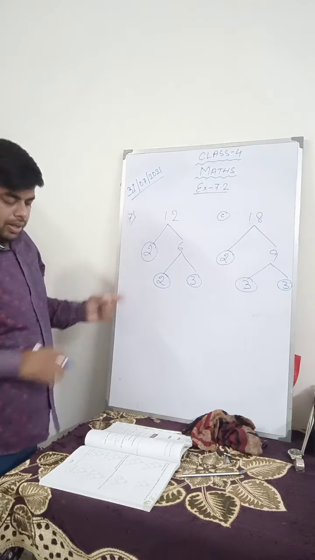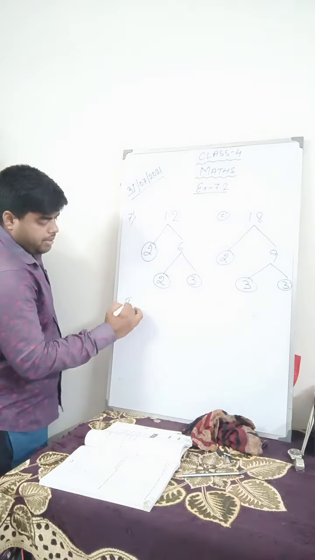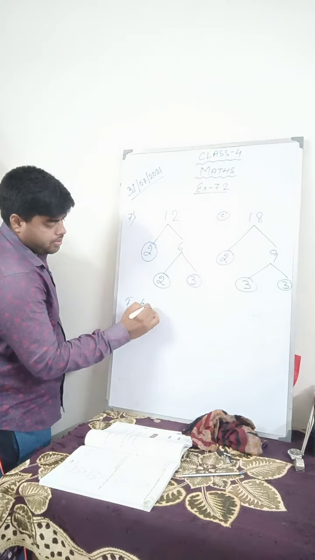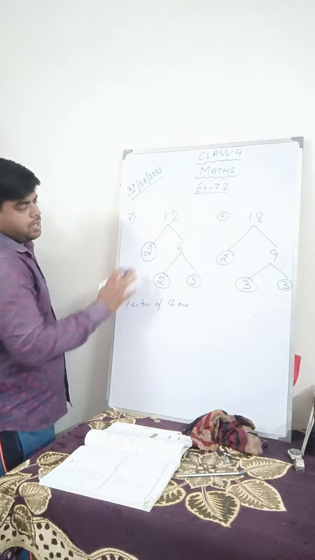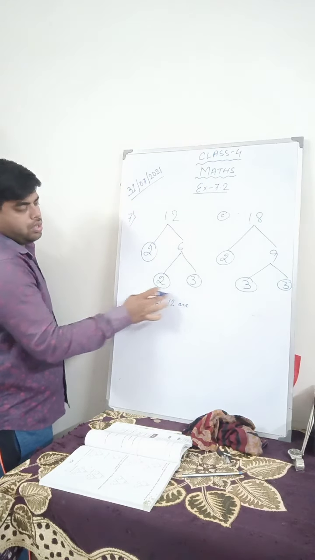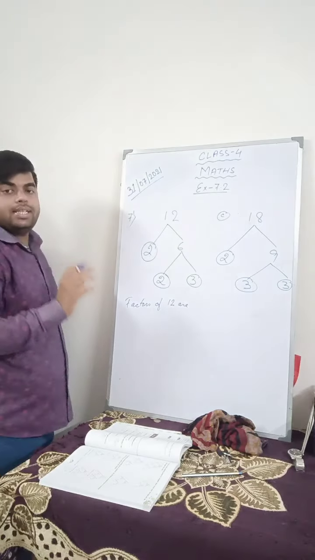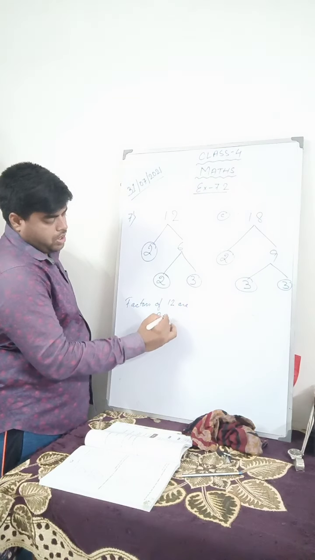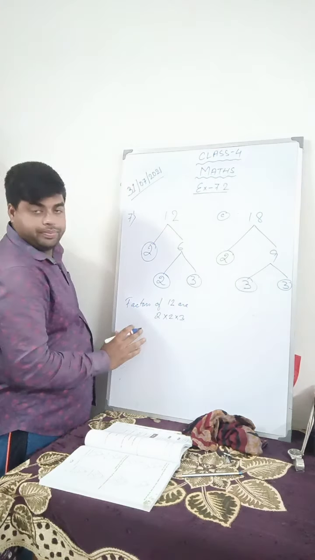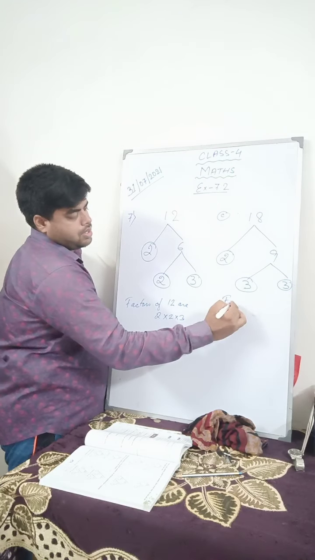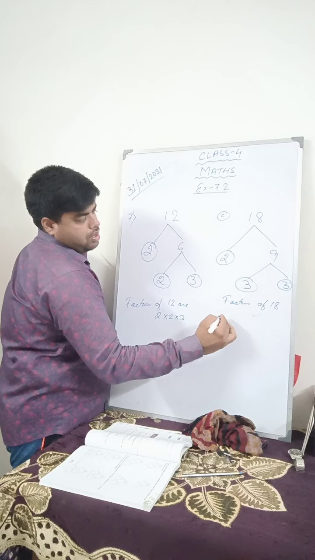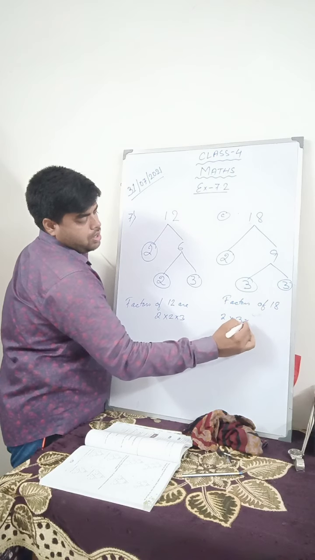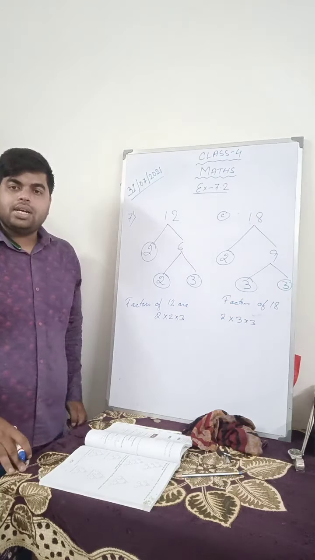After this, they have said factors of 12. So you write factors of 12 are. What are the factors? All the circled ones. You will write all the circled ones. These are the factors. So 2 into 2 into 3. Here factors of 18. 2 into 3 into 3. So these are the factors.